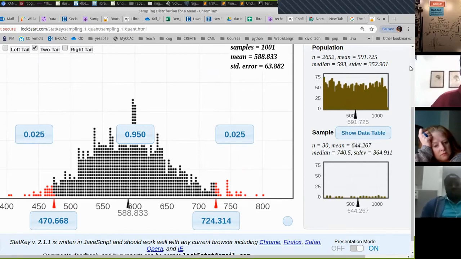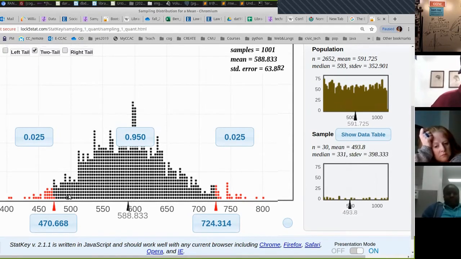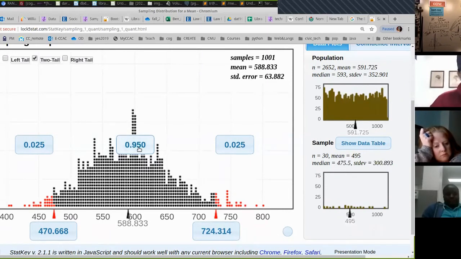Notice that my true population mean is right about here, right in the middle. So look what StatKey allowed me to do. I can say, find me the bounds above and below the mean which chop my mound such that 95%, 0.95, of all of my samples are captured by the upper and the lower bound. That's what a confidence interval is.